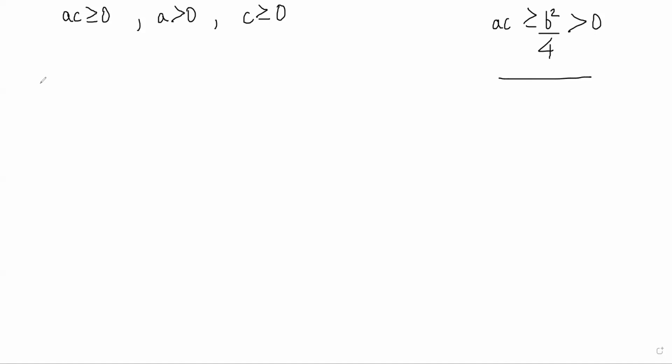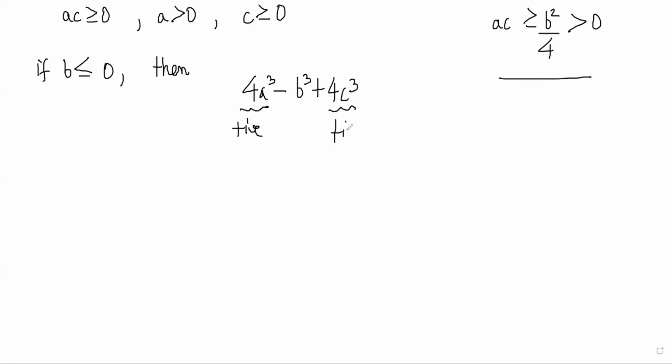We have AC greater than or equal to 0, A greater than 0, C greater than or equal to 0, and we have already established that AC is greater than or equal to B square by 4, which is greater than 0. Now if B is less than or equal to 0, then what is the value of 4A cube minus B cube plus 4C cube? This term is positive. This term is positive. And if C is less than or equal to 0, negative B cube is also positive. So it is clearly greater than 0, right?